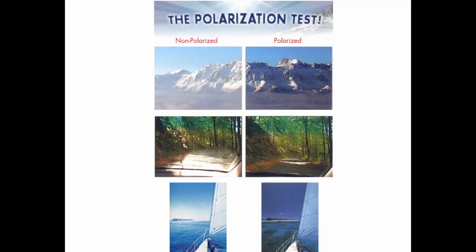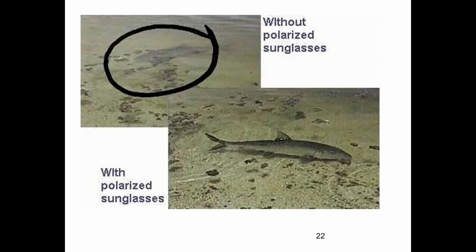Or you can see in these, particularly the center one. We're driving through a forest, and on the left, the dashboard of the car is being reflected like glare would be on the windshield, and on the right, with polarizing filters, you can see through the windshield, so you can see if you're about to hit an obstacle in the road. Are you a fisherman? See how useful cutting the glare can be?